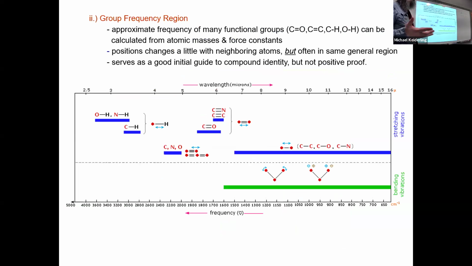So lots of functional groups will occur in certain regions. The approximate frequency of many functional groups, CO, CC, CH, OH, can be calculated from atomic mass and force constants. So you could do that sort of calculation to get the rough range where you'd expect them, or you could look them up on the table. The position changes a little with neighboring atoms, but it's often in the same general region, and it serves as a good initial guide to identify compounds, but it's not positive proof.